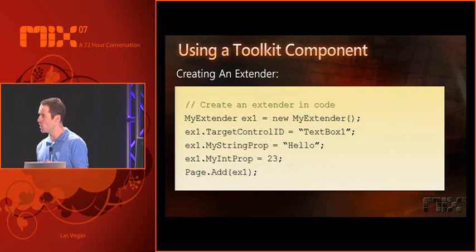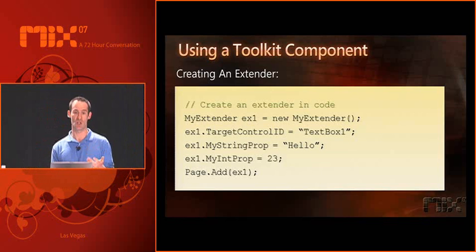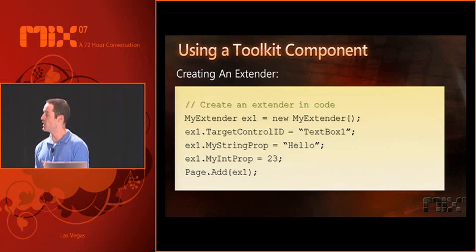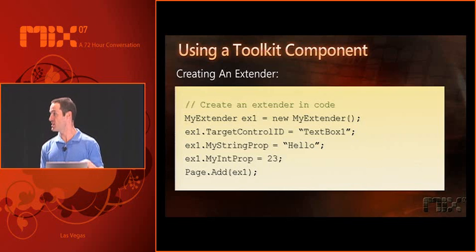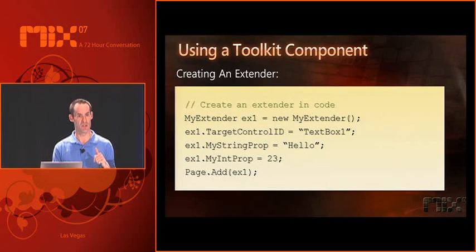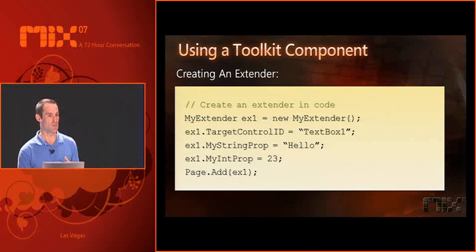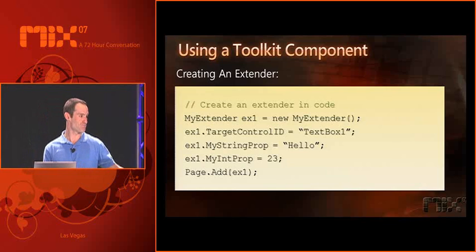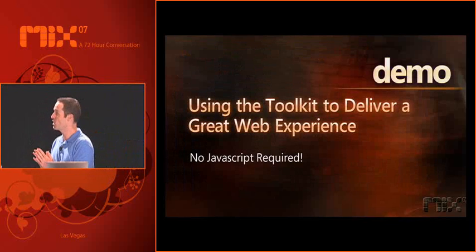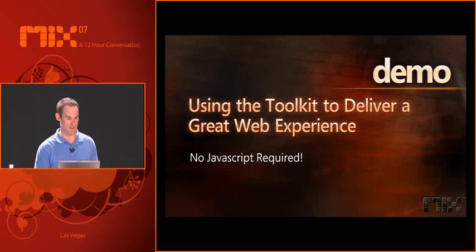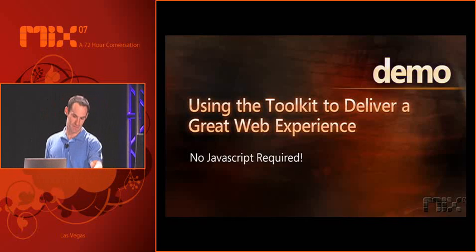You can also create them in code. One of the things we've done is allowed you to work with these in code just like you do other ASP.NET components. So in this case, this is the code that would create the component in the same way the markup did that you just saw. We're going to attach it to a text box and set some properties on it and just add it to the page. It just works. So let's take a look at what it means to actually build out a website that has Toolkit functionality.